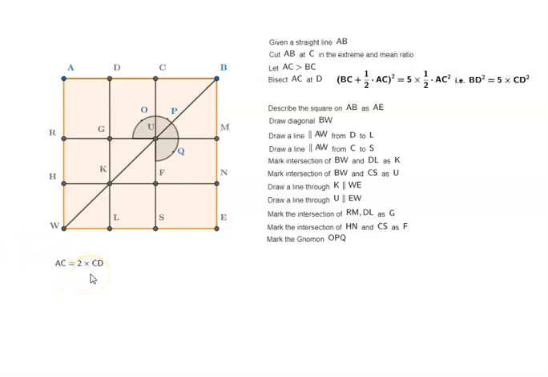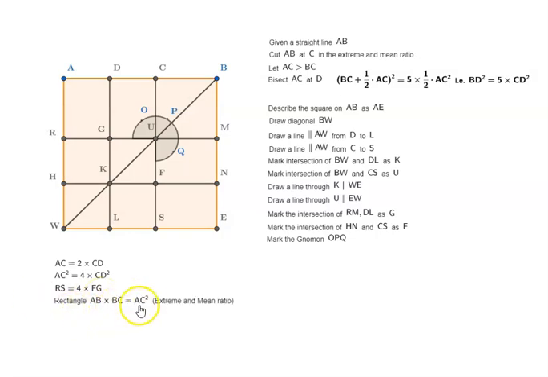So now AC is equal to 2 times CD. Why? Because we bisected AC at D. So AC is 2 times CD. Let's square both the sides. So AC square is equal to 4 times CD square. Now, AC square is what? It is RS. And CD square is what? CD square is FG. So that means we can say RS is equal to 4 times FG.